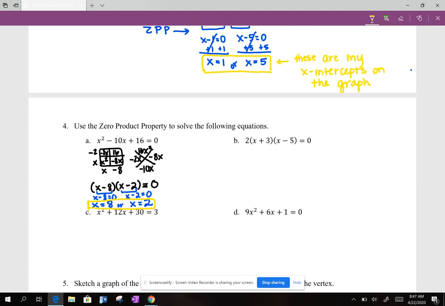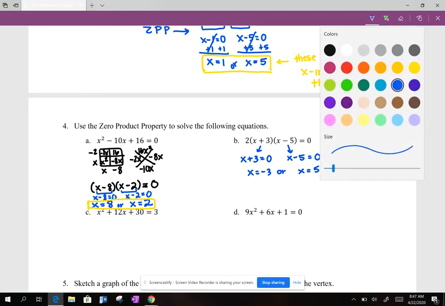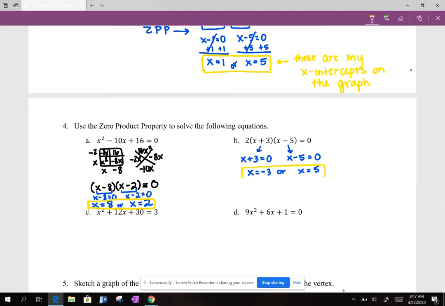Okay, thankfully for us, part B is already factored, so all we have to do is set x plus 3 equal to 0 and x minus 5 equal to 0, and we get x equals negative 3 or x equals positive 5. Ignore the 2 here. When you're using the zero product property, you do not have to distribute it. You do not have to consider it in your work at all.